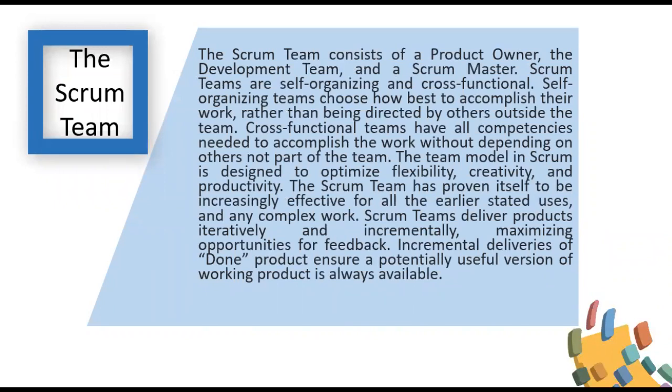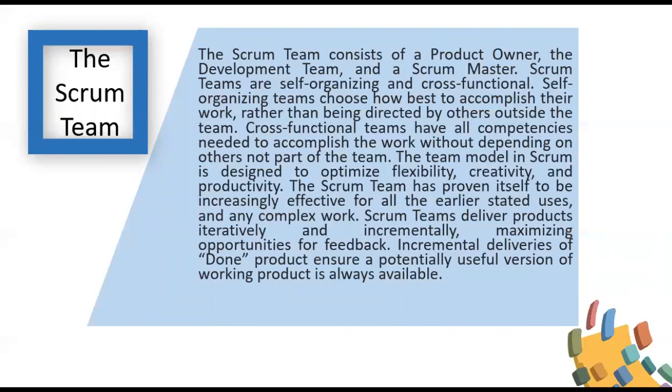Let's talk about the Scrum team. The Scrum team consists of a product owner, the development team, and a Scrum master. Scrum teams are self-organizing and cross-functional. Self-organizing teams choose how best to accomplish their work, rather than being directed by others outside the team. Cross-functional teams have all competencies needed to accomplish the work without depending on others not part of the team.